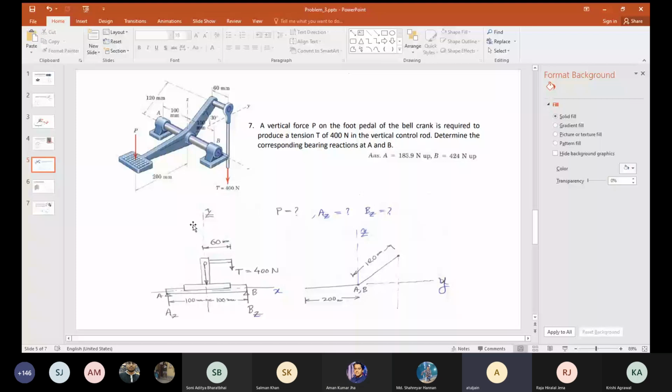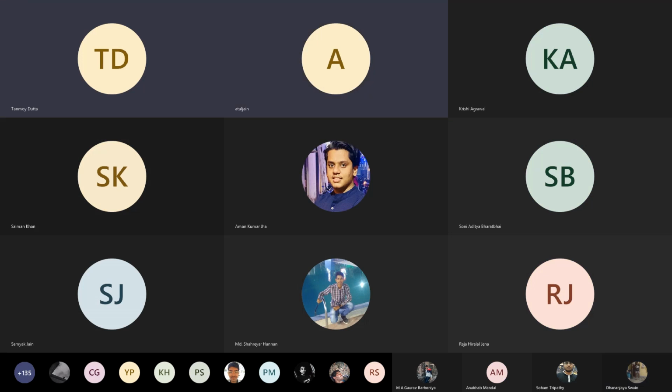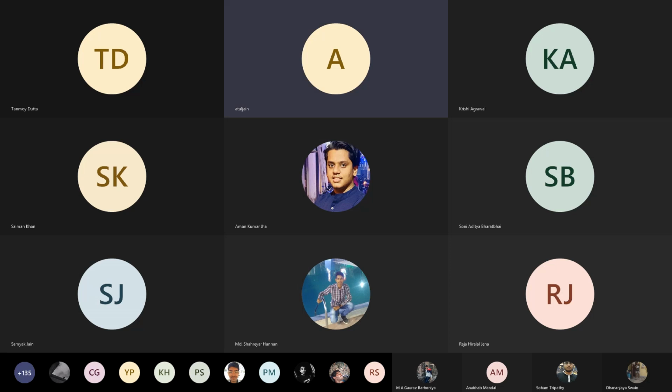Okay, so please try to solve this. This is very straightforward. Once you understand the front and side view, then I think this is not very difficult. Is my solution visible? Yes, sir. So the previous slide. Okay, try. Dhanesh, do you have a question?